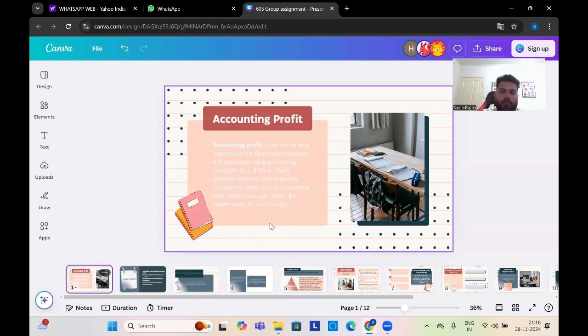So one of the main differences between the accounting profit and the taxable profit is the basis of calculation. Accounting profit is based on accrual accounting principles, with revenues and expenses recognized when earned or incurred. Now we're going to discuss the basis of calculation of the taxable profit. It is based on cash flows or the tax regulations, like timing differences or deductions, etc.